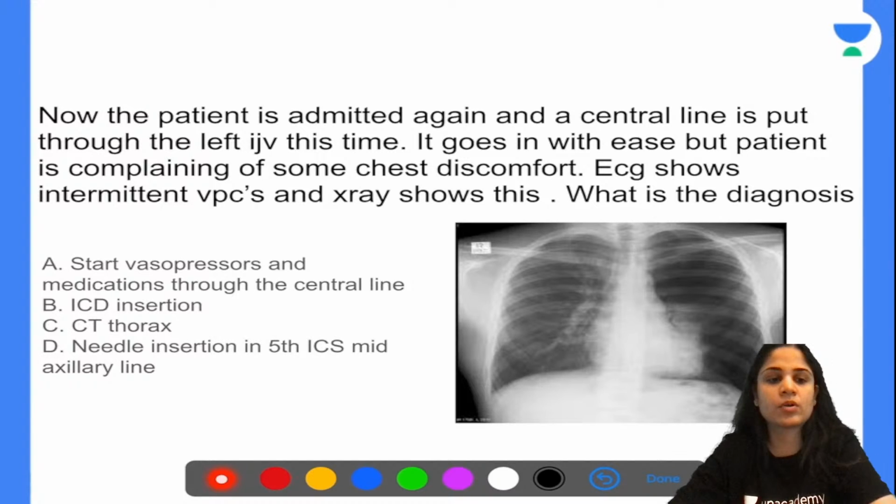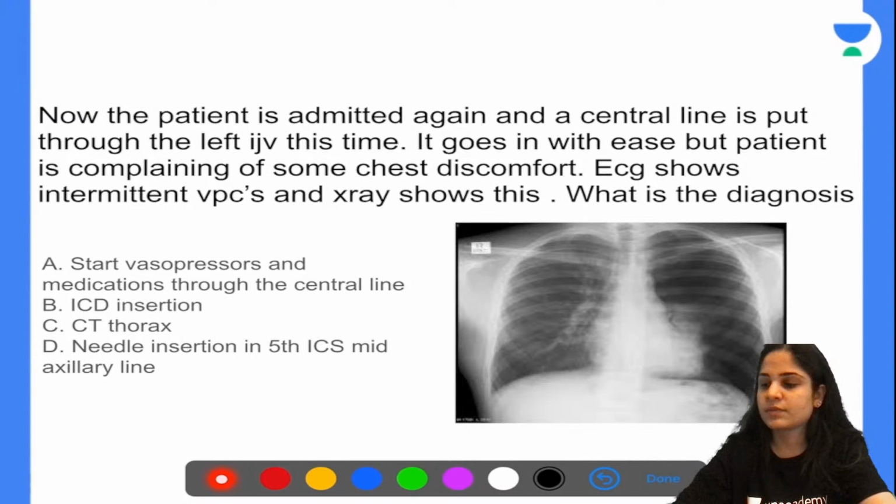Chappakadi Ravi Kumar, wrong answer. Pairs, wrong answer. Yes, Akash, wrong answer.